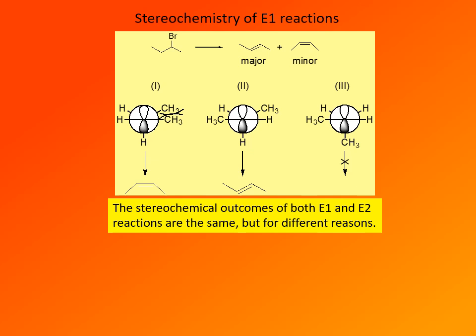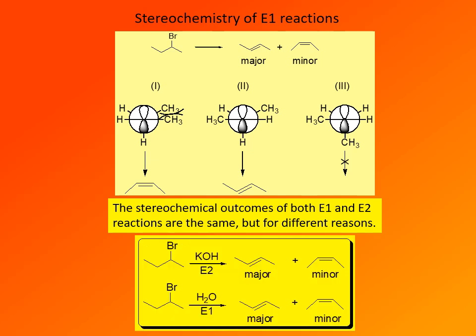So stereochemical outcomes of both E1 and E2 elimination reactions are the same. In both cases, the more stable trans-alkene is formed, but for different reasons. In the case of an E2 elimination, it was the stability of the transition state, while in the case of E1 elimination, the stability of the intermediate carbocation. And so here is a summary. The first reaction would be E2 elimination, and you can see the major product is the trans-alkene. And in the second example, E1 elimination, again, the major product is the trans-alkene.